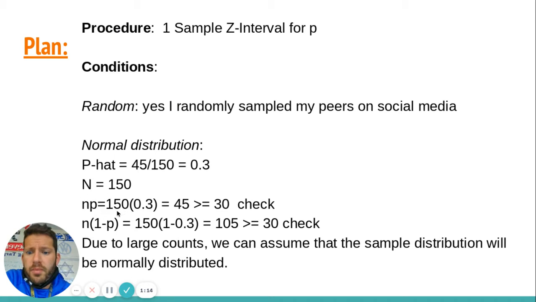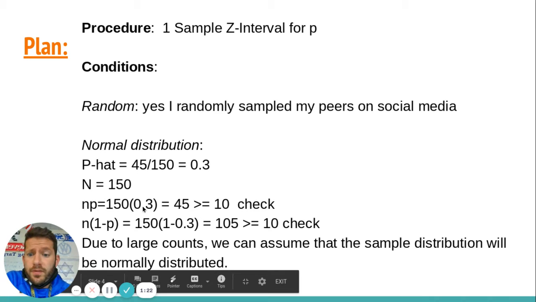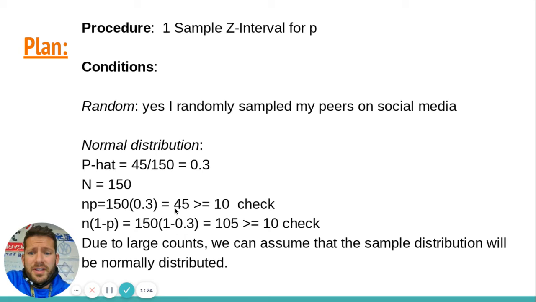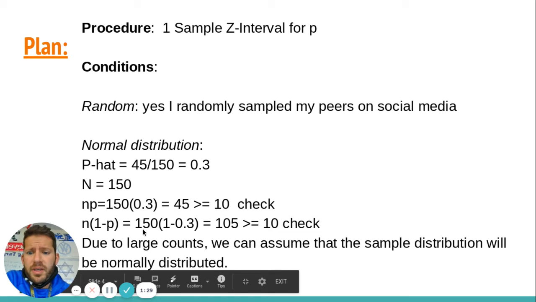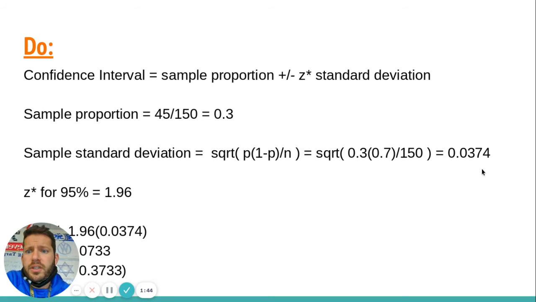And then we multiplied n times p, saw that was 45, so that was greater than or equal to, actually that should be 10, greater than or equal to 10. And so that 150 times 30% is 45, and that is indeed greater than or equal to 10. And then n times 1 minus p would be 150 times 0.7. That'll give me 105, and that is greater than or equal to 10. So you might recognize these numbers, 45 yeses, 105 no's. So due to the large counts condition here, we can assume that the sampling distribution will be normally distributed, and we can go to the next step.